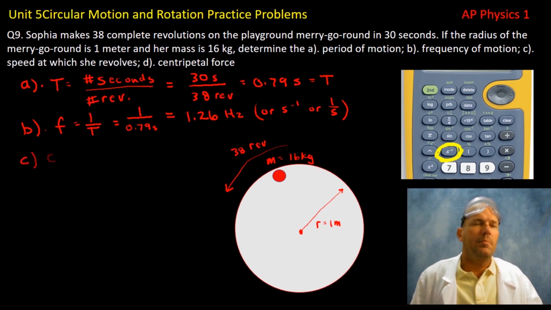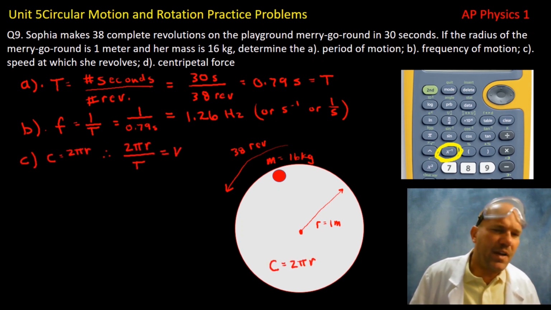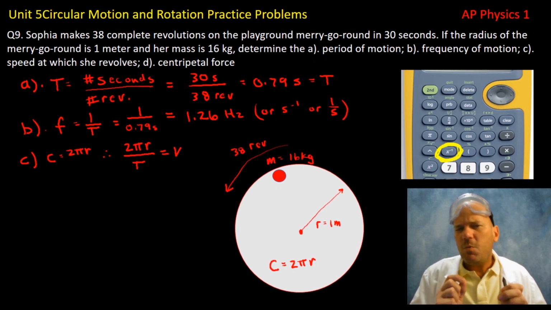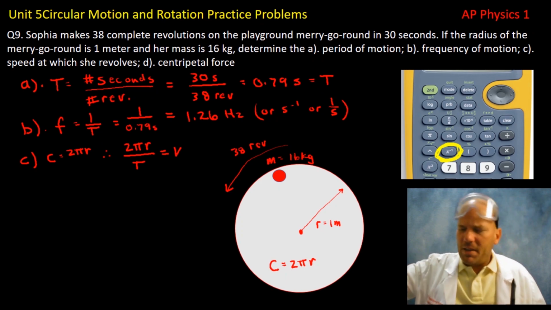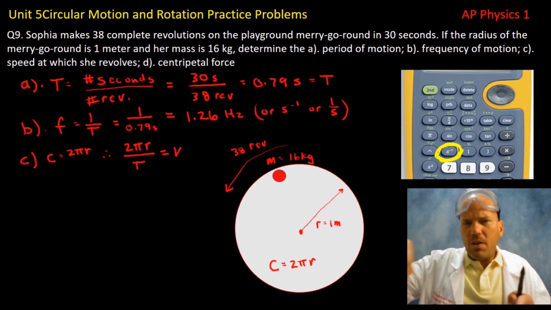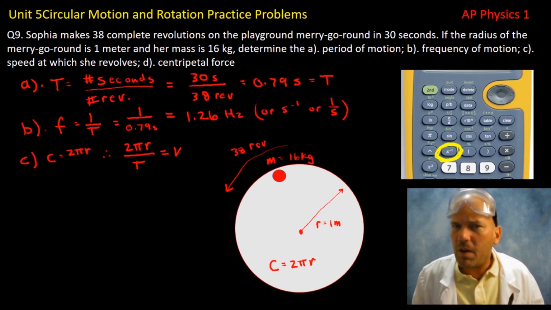Okay. Part C, the speed at which she revolves. Well, we know the radius, we know the amount of time, the period for one revolution.